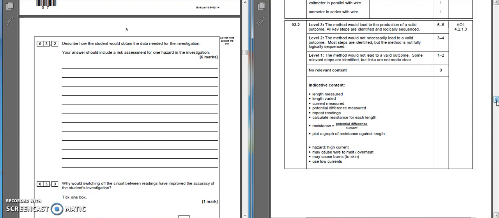You'd then be able to interpret your results, which is where a lot of people don't get the marks that people otherwise would have for nice simple things like talking about measuring the current and voltage. So plotting a graph of resistance against length would give you a chance to see if there's any pattern, which obviously there will be. A longer wire would have a higher resistance.